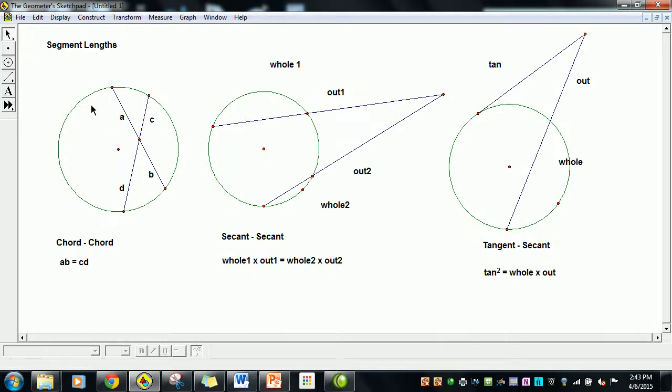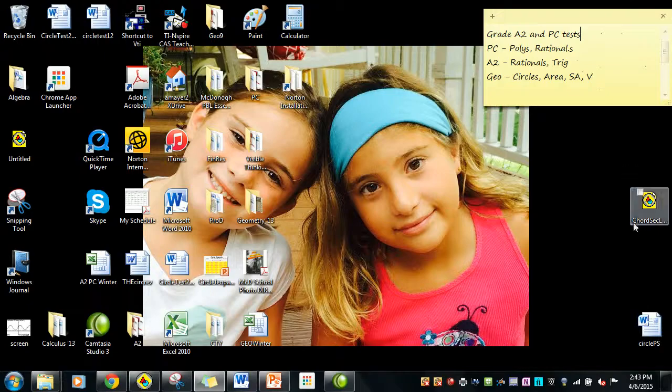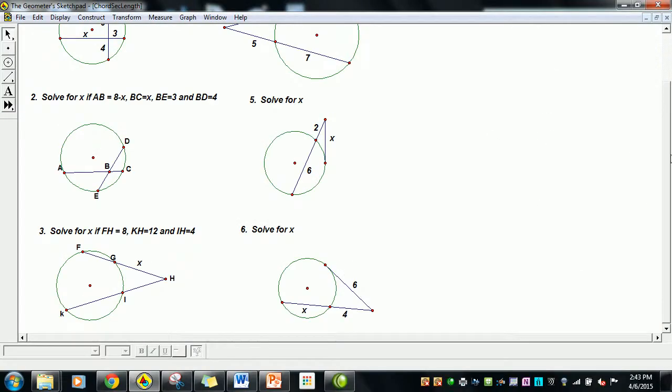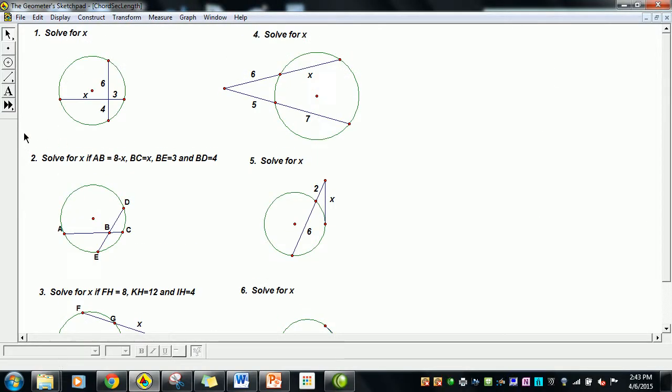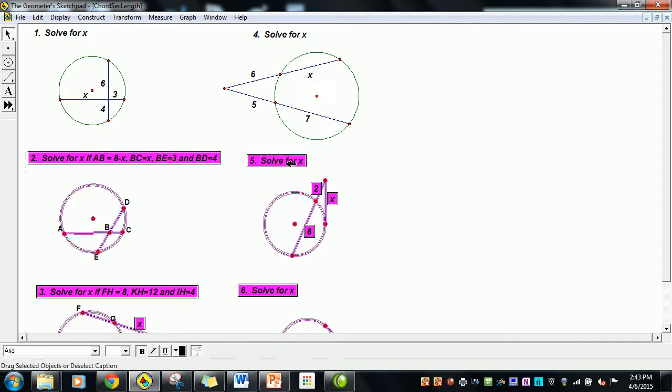So three basic rules for three different situations. Again, it looks very similar to, it looks the same as the diagrams with the angles and the arc measures, but in this case we're now talking about lengths of segments. So for example, let's look at a couple of these, and let's do 1 and 2 for now. And we'll save the rest for tomorrow.